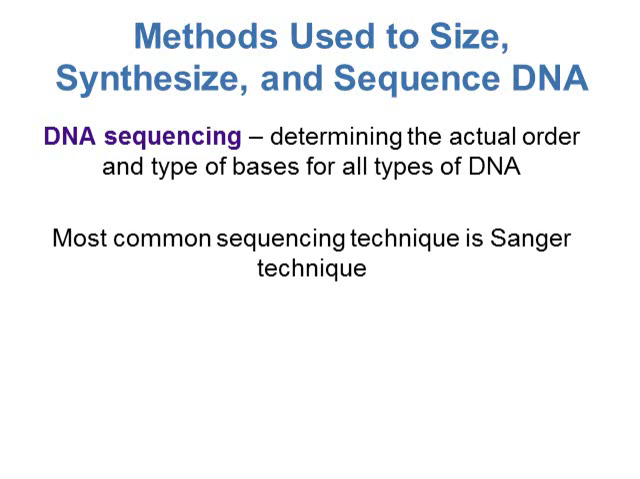We can also use DNA analysis to sequence DNA. DNA sequencing is where we take a piece of DNA and determine the actual order and types of bases in that piece of DNA. The most common sequencing technique is called the Sanger technique. I'm not going to go through it, but with DNA sequencing you can actually figure out if it's A, T, T, A, G, C, the base order.